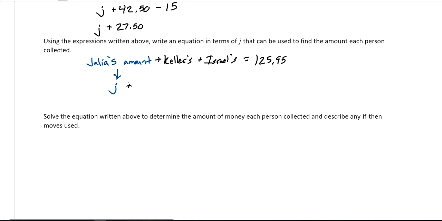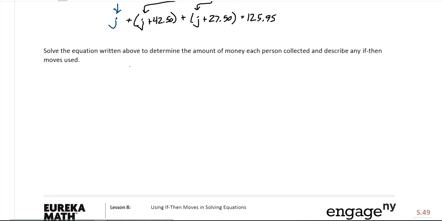We said that at the very beginning of these little mini questions. Keller's amount is J plus 42.50, plus Israel's amount. Israel is J plus 27.50. All that equals $125.95. All right. Now it says solve the equation written above to determine the amount of money each person collected and describe any if-then moves used.